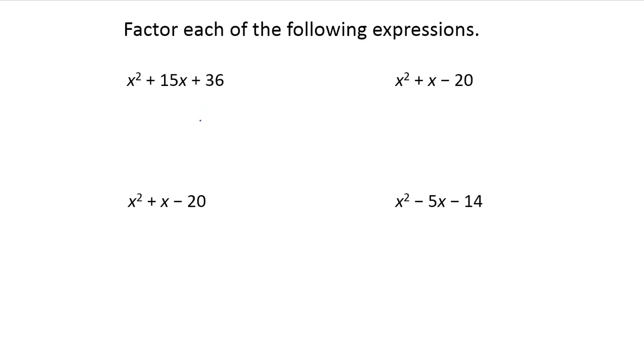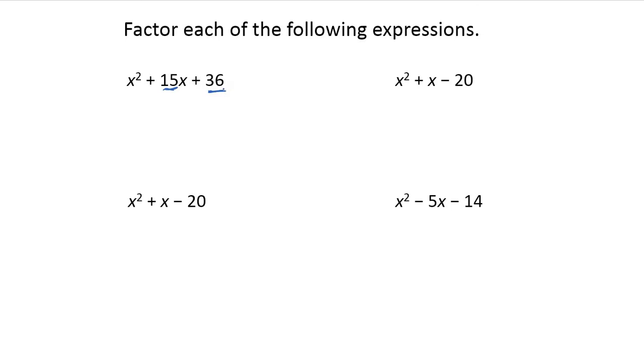Factor each of the following. So x squared plus 15x plus 36. First thing I look for, none of these will have any by the way, but is there something I could factor out of the whole thing? I would always look for that first, okay? Now, I want two numbers that multiply to make 36, that add to make 15.